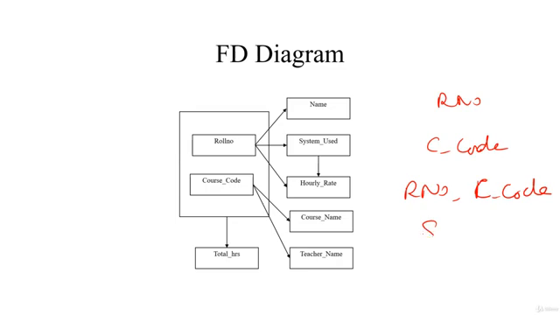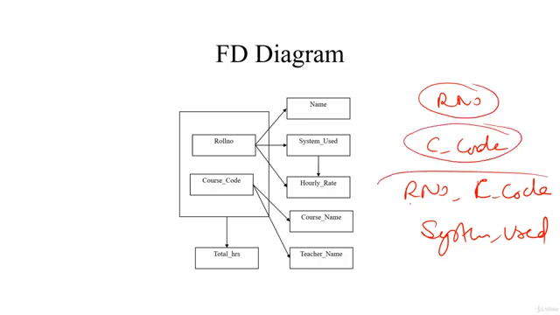System used. So you can see that BCNF states that a relation is in BCNF if all these four columns are unique in your table. So you have to make roll number unique. You have to make course code unique. You have to make the roll number and course code combination unique, and you have to make this system used unique also. If this system used is not unique, there will be some problem in the table.